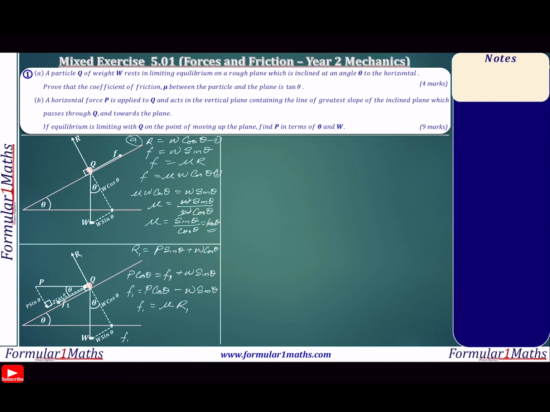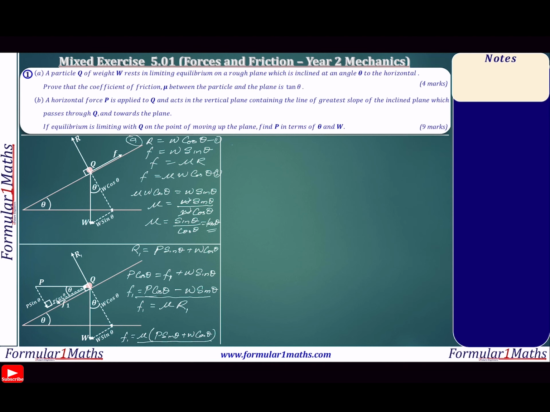F1 is equal to mu brackets P sin theta plus W cos theta. So now we can see that we've got two equations for F1. There's one here, there's this one here, and the other one here. We can eliminate F1 then by solving the two equations simultaneously, and we can do that by just equating them.